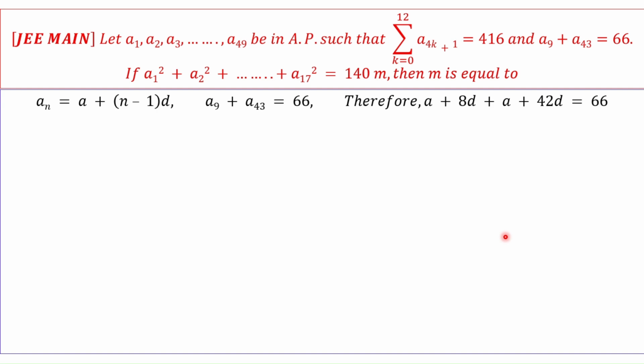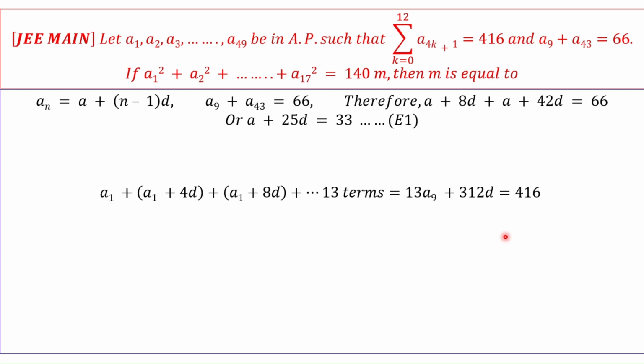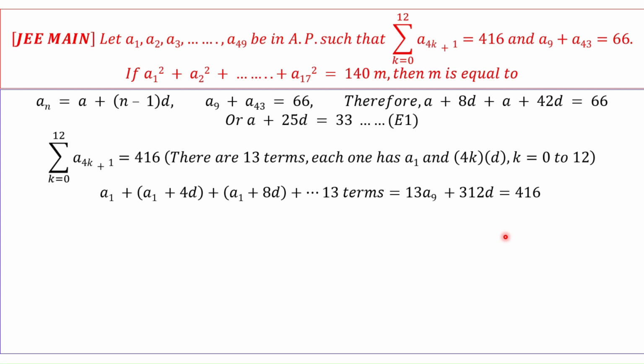So an equal to a plus n minus 1 d, we know it. So a9 plus a43. Why am I doing this? Just see this. a9 plus a43 equal to 66, which is given. Therefore a plus 8d plus a plus 42d equal to 66. That is 2a plus 50d, or sorry, a plus 25d equal to 33, if you simplify this.